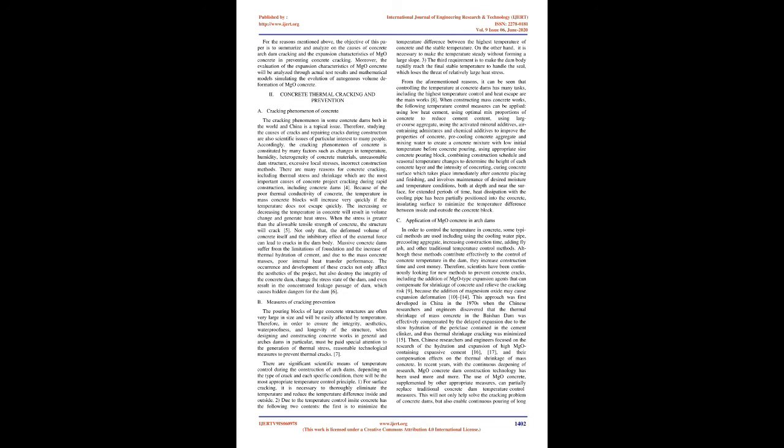There are significant scientific means of temperature control during the construction of arch dams. Depending on the type of crack and each specific condition, there will be the most appropriate temperature control principle. First, for surface cracking, it is necessary to thoroughly eliminate the temperature and reduce the temperature difference inside and outside. Second, the temperature control inside concrete has the following two contents. The first is to minimize the temperature difference between the highest temperature of concrete and the stable temperature. On the other hand, it is necessary to make the temperature steady without forming a large slope.